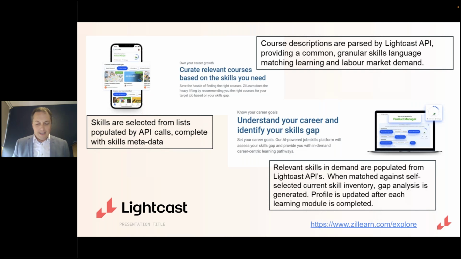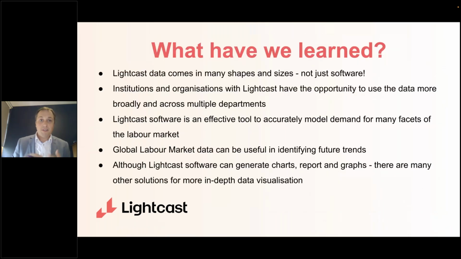Thank you. And so what have we learned? Well, Lightcast data comes in many shapes and sizes. It's not just the software, we can do all sorts of things with that data. Institutions and organizations with Lightcast have the opportunity to use data more broadly and across many departments. If you're using it strongly now, I do encourage you to reach out to your colleagues and suggest, hey, have you thought about using this for that analysis? Let's see what we can build together.